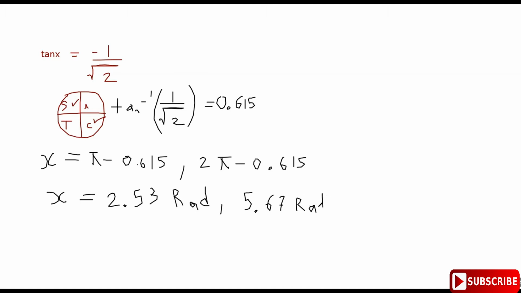Those are our answers. You might not want to believe it, so we're just going to show you. Remember, minus 1 over root 2, if you were to look at this as a fraction, is negative 0.71. So I'm going to show you that tan of 2.53 is negative 0.71, and that tan of 5.67 is negative 0.71. Let's check it out.